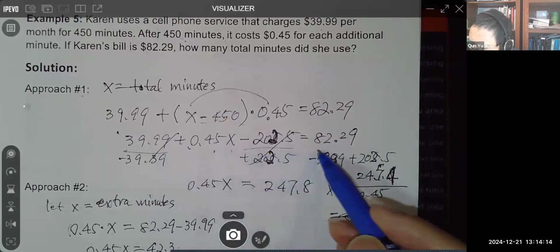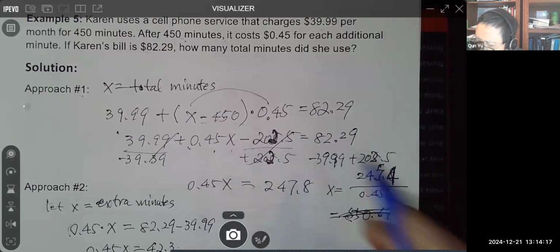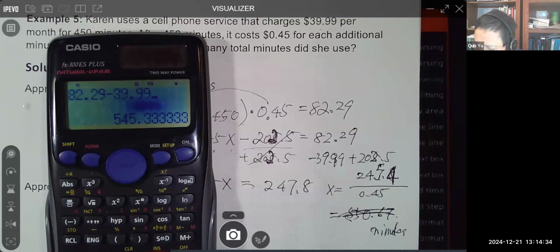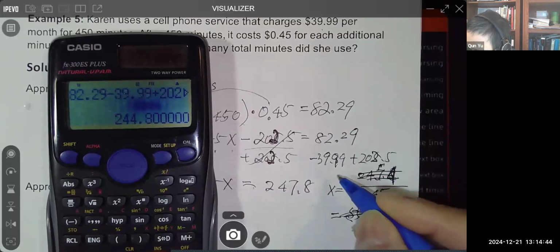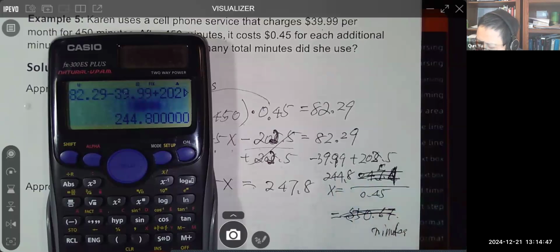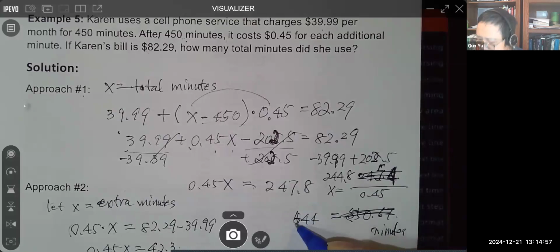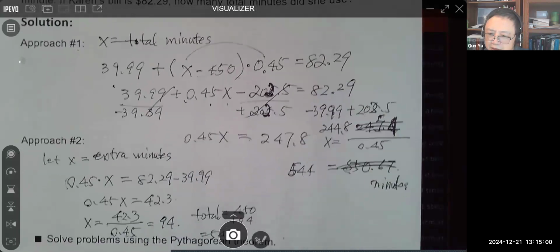This is 202.5, this is 202.5. Yeah, let me redo the calculation on the right hand side. 82.29 minus 39.99. I guess this is my careless calculation. Plus 202.5 equals 244.8. See, 244.8. Now divided by 0.45. So 544. So 544 is the final answer. She totally caught 544 minutes.